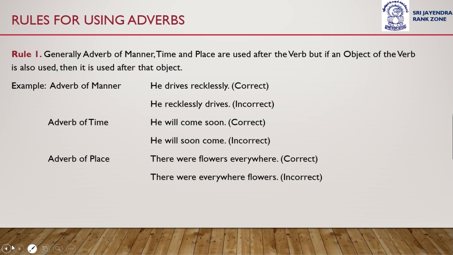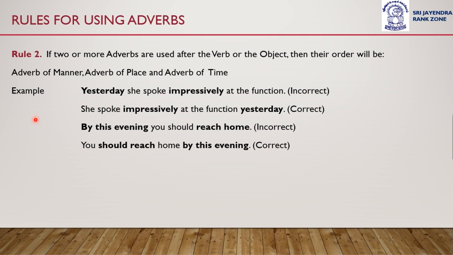Let's move on to rule number 2. If two or more adverbs are used after the verb or the object, then their order will be adverb of manner, adverb of place, and adverb of time. The adverb of manner comes first, followed by adverb of place, followed by adverb of time.